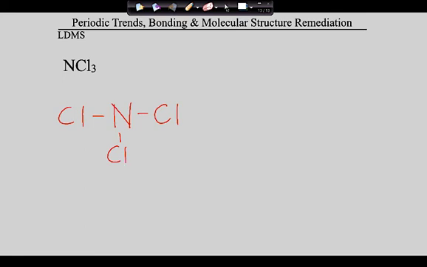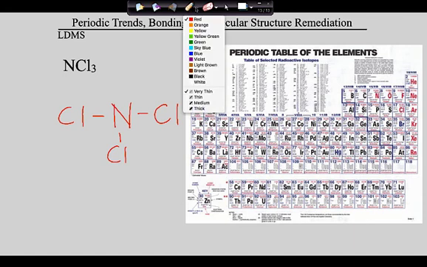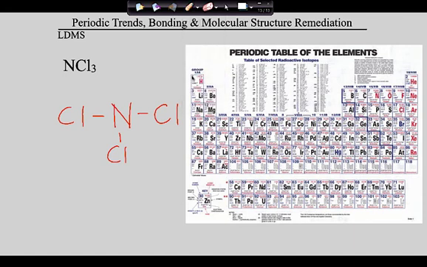Now step number 2 is to add up all the valence electrons. In order to do this, we need a periodic table. So we find nitrogen, and nitrogen being right here has 1, 2, 3, 4, 5 valence electrons. So nitrogen has got 5 valence electrons, and we will write that down right above the N.